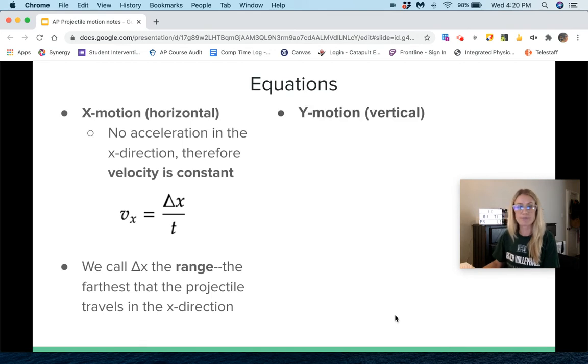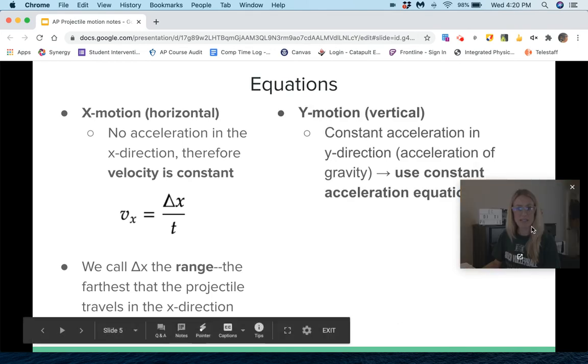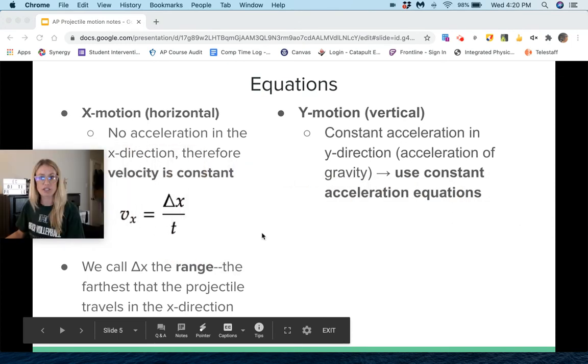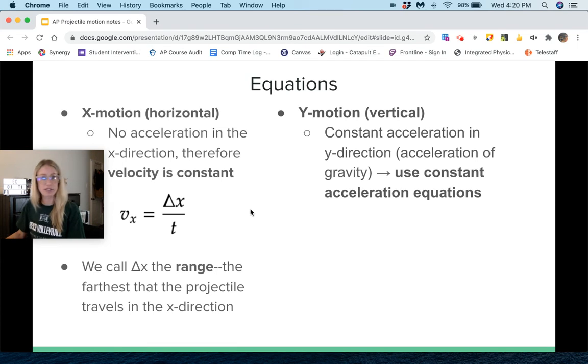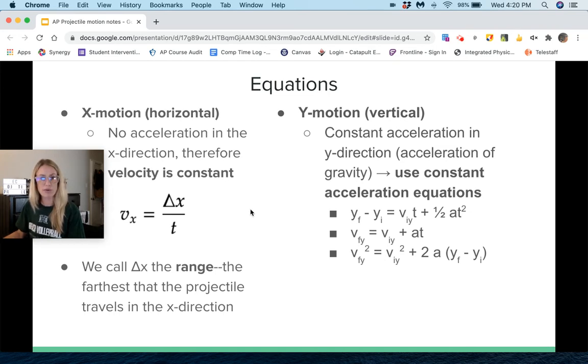Now for the Y motion, which is the vertical motion, we have a constant acceleration in that direction. So because of that, we're going to use the constant acceleration equations. Now we know these three equations, of course, you have a couple more, but these are the main ones that we're going to be using.